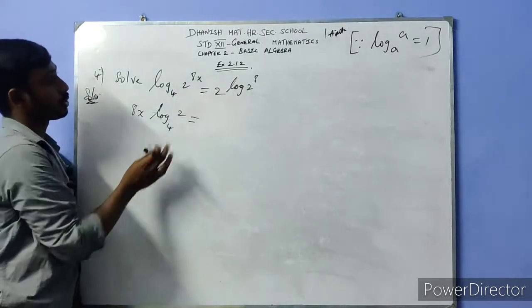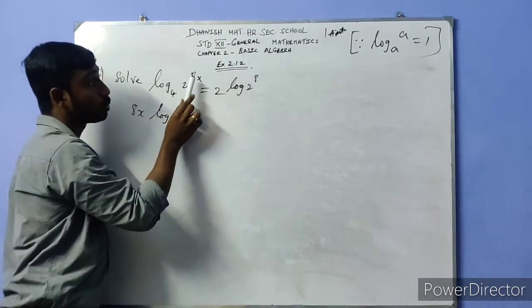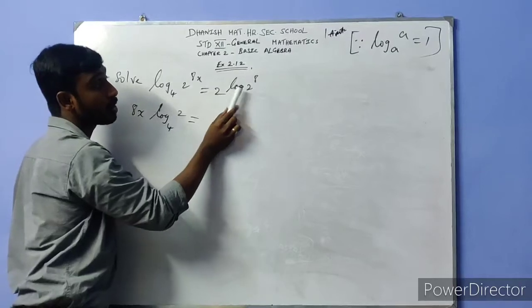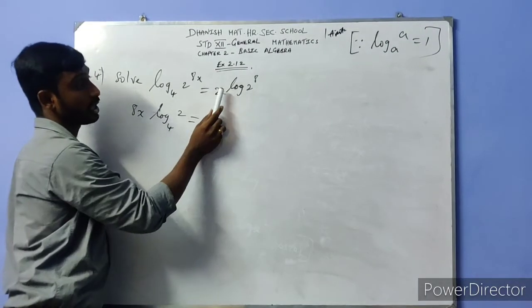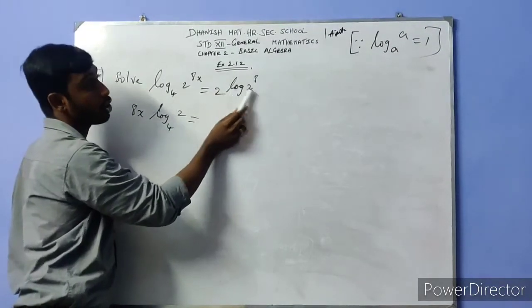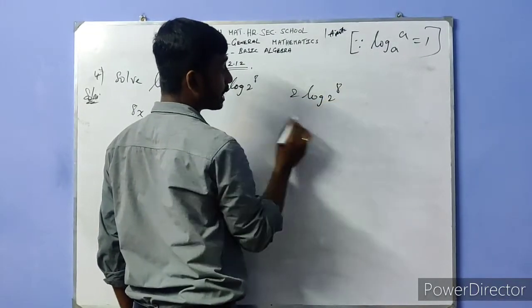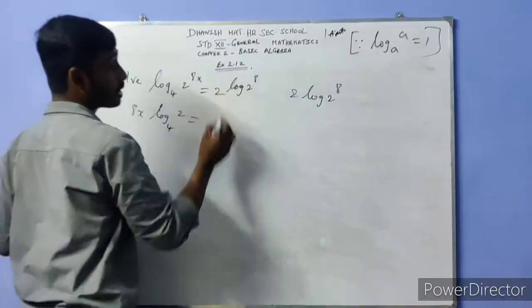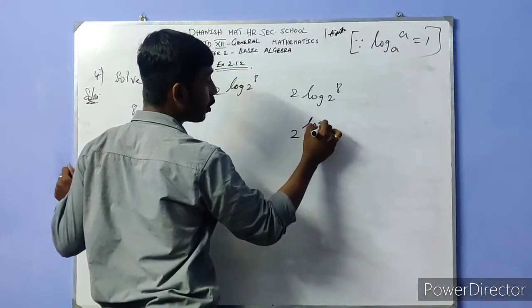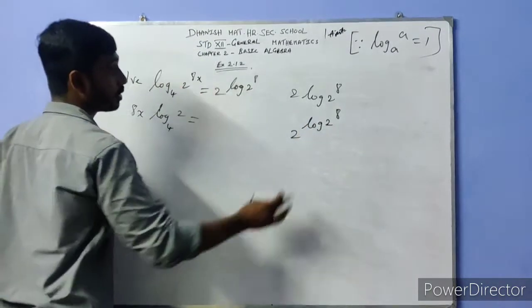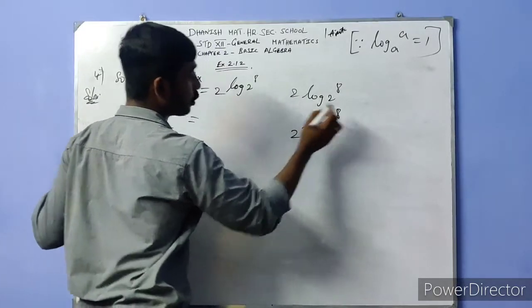So listen here. What is the question given here? Log 4 to the power 2, of 8x, equal to 2 to the power of log 2 of 8. Listen carefully. So what is the question here? 2 to the power of log 2 of 8. What is the value here? Log 2 of 8 here.